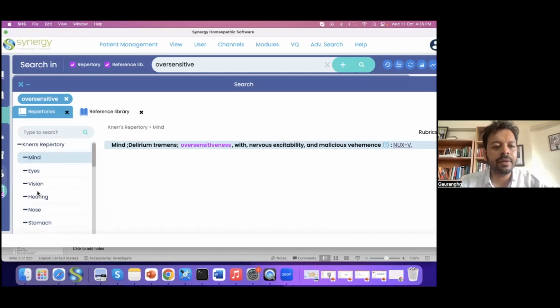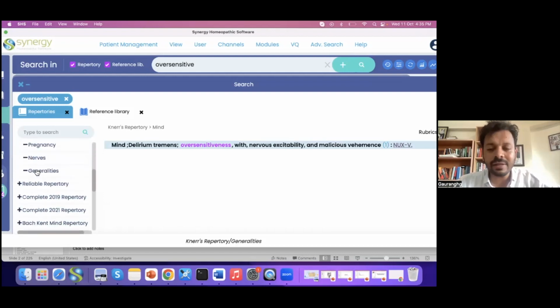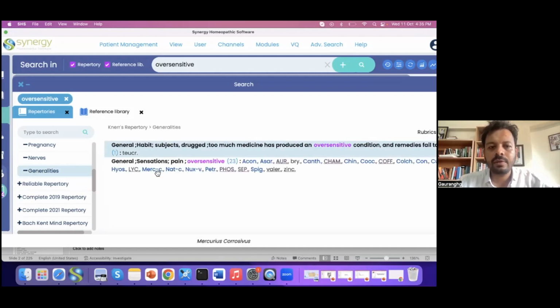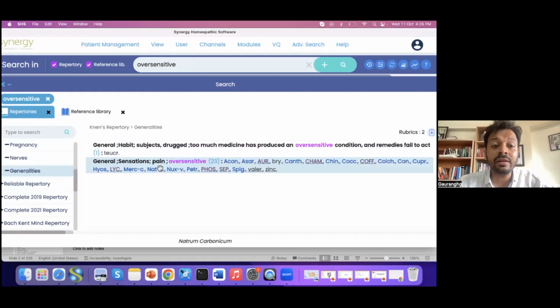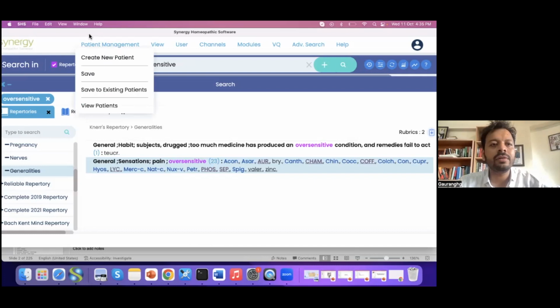The Nair repertory is based on Hering's guiding symptoms. And as you know, there is a close relation of Nair and Hering. And in fact, in the mind section, it hasn't given too many rubrics for oversensitivity, but it has given in generalities, oversensitive to pain. And here remedies which are typical pain remedies like Chamomilla, Aconite, Coffea cruda, Nux vomica are given. Interesting.